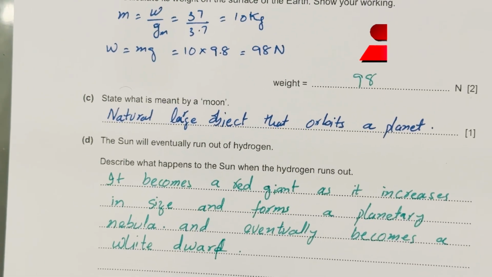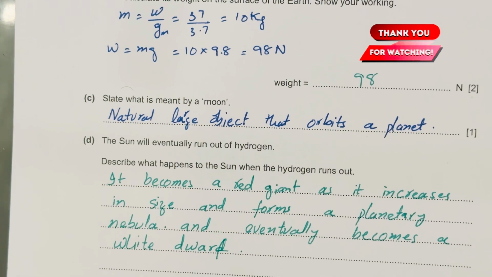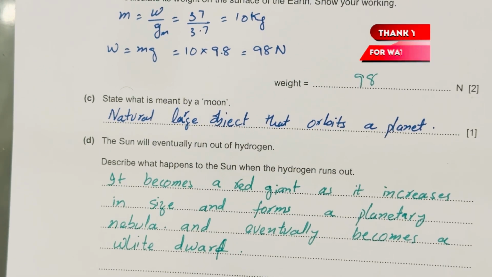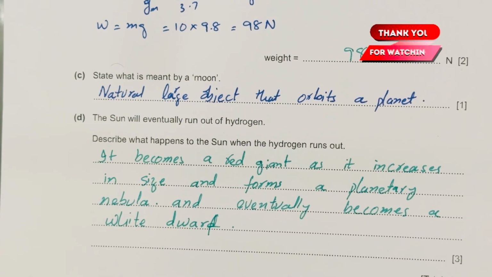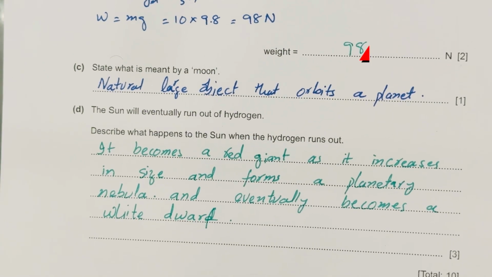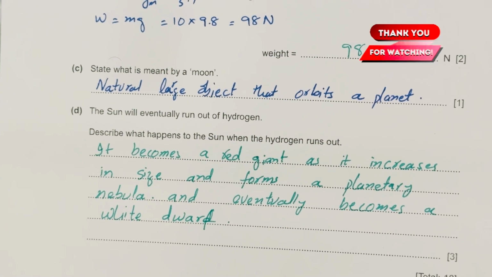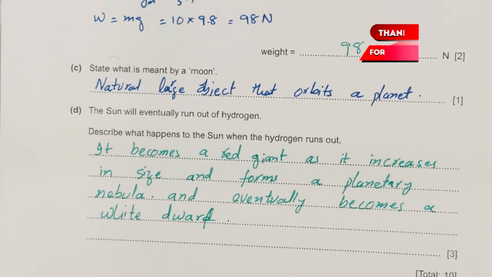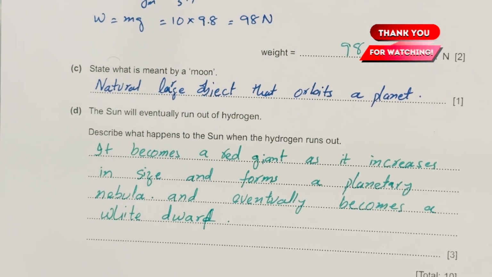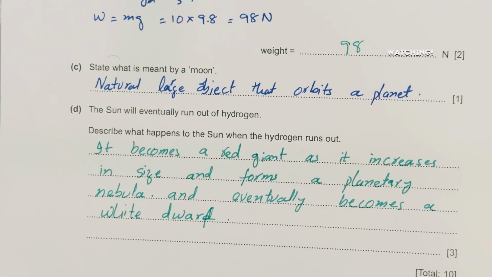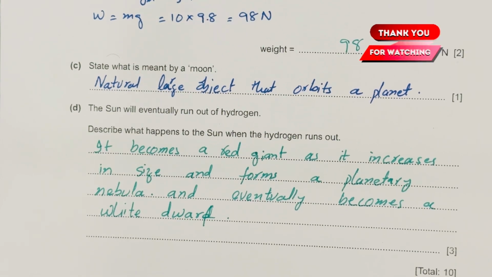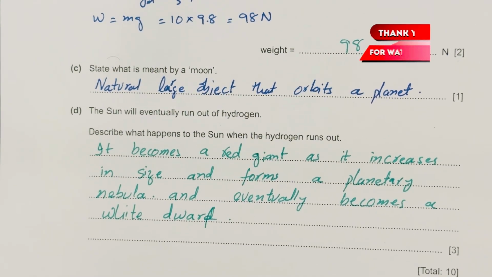Moving to the next part, state what is meant by moon. A moon is a natural large object that orbits a planet. So this is a moon. Next part is, the Sun will eventually run out of hydrogen. Describe what happens to the Sun when the hydrogen runs out. Okay, it becomes a red giant as it increases in size and forms a planetary nebula and eventually becomes a white dwarf. So you can write this. It becomes a red giant as it increases in size and forms a planetary nebula and eventually becomes a white dwarf. So this is how we have completed our paper.